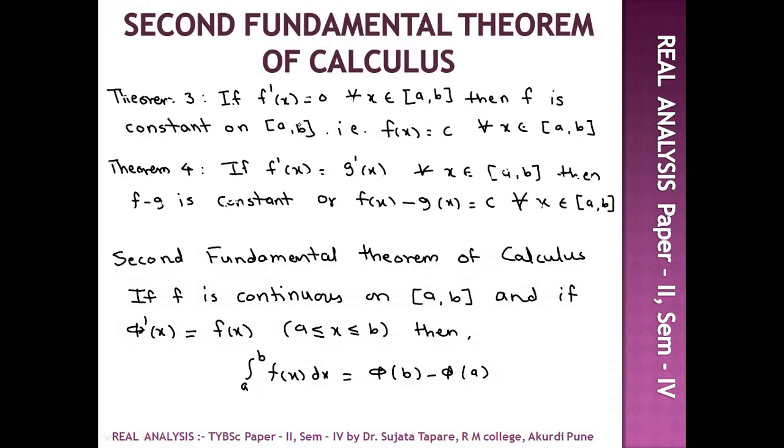Next one, before going to the second fundamental theorem of calculus, we have some simple theorems. If f'(x) is equal to 0 for each x belongs to closed interval [a,b], then f is a constant function on closed interval [a,b]. And secondly, if f'(x) is equal to g'(x) for each x belongs to closed interval [a,b], then f minus g is constant, or we may say f(x) is equal to g(x) plus c for each x belongs to closed interval [a,b].